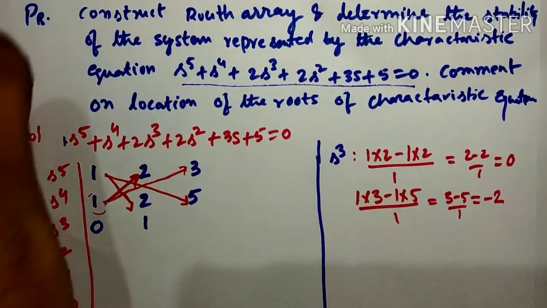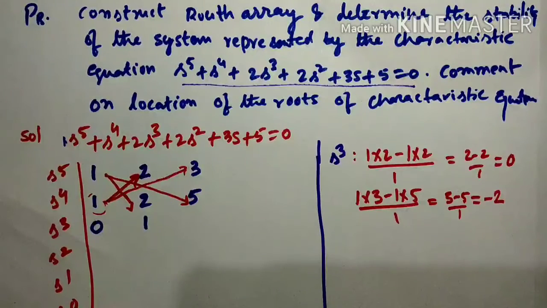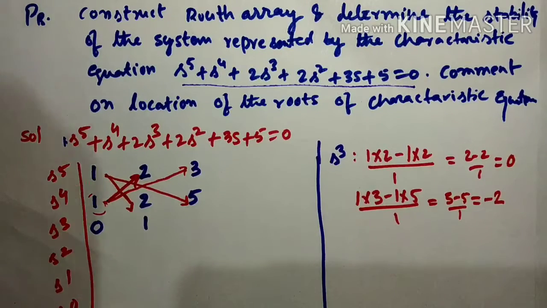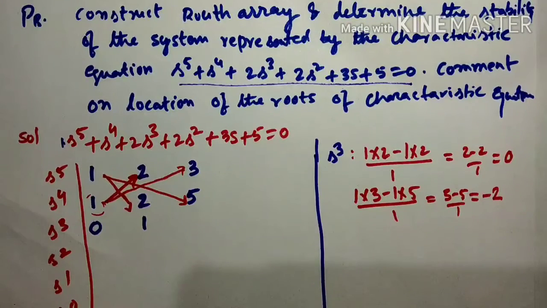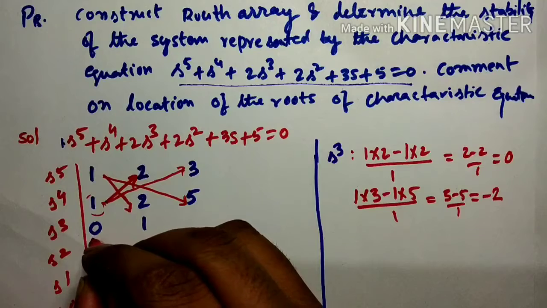So it will be a problem. So what we have to do? This 0 should be replaced by a small positive number, that is called epsilon. You replace 0 by a small positive number.